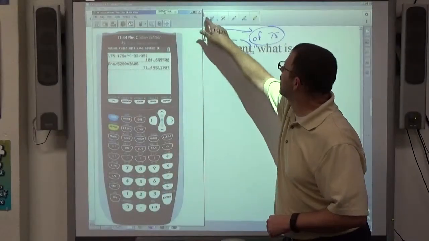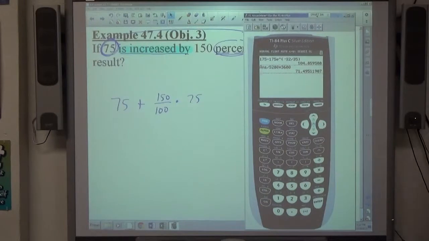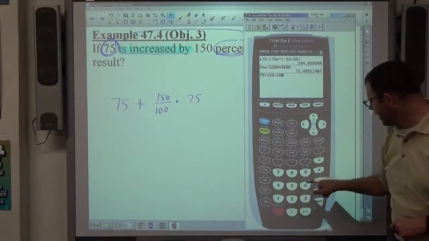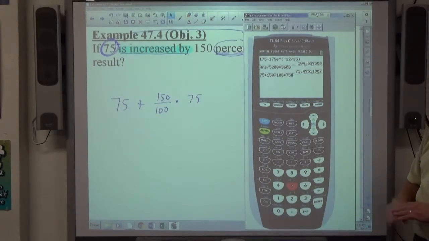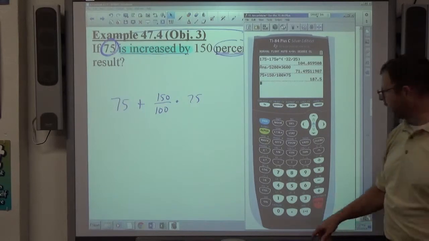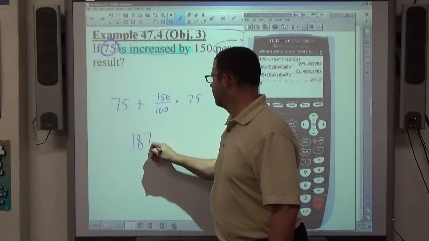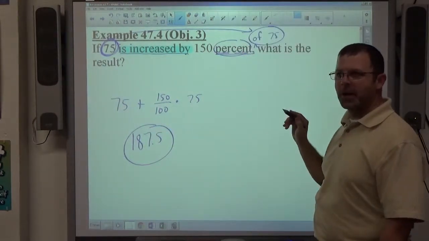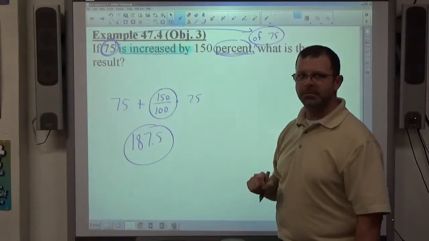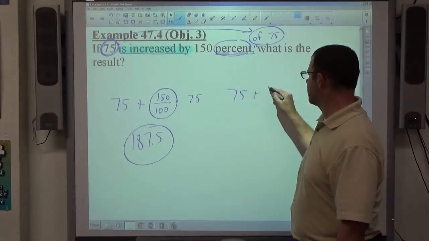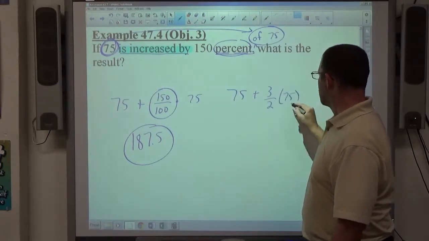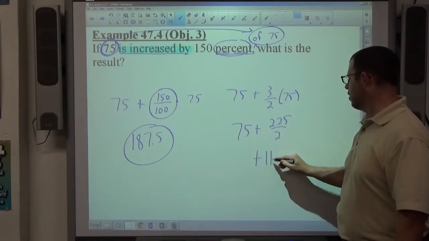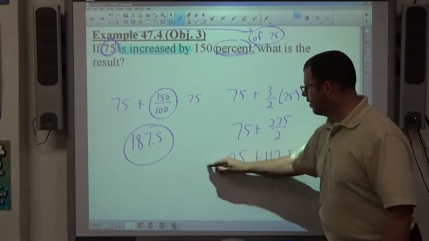So, if I take my calculator then, because I don't trust my own ability to multiply here, if I do 75 plus 150 divided by 100 times 75 equals, just type in exactly what goes on my paper into my calculator, it tells me the right answer, 187.5. If you want it to be less dependent upon your calculator, this equals 3 halves, right? So 75 plus 3 halves times 75. And of course, 3 times 75 is 225. And half of 225 is 112.5. Added to 75 makes 187.5 also.